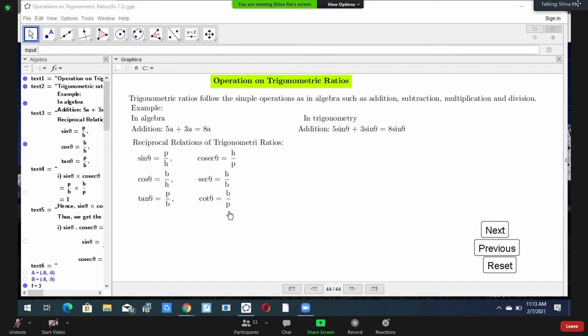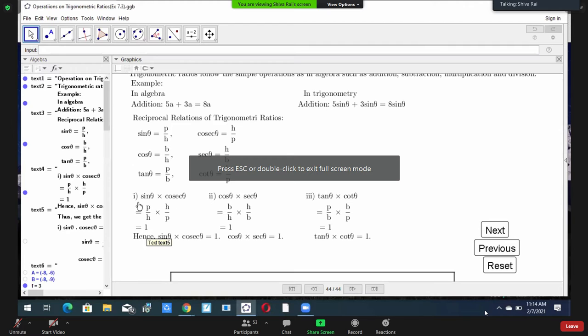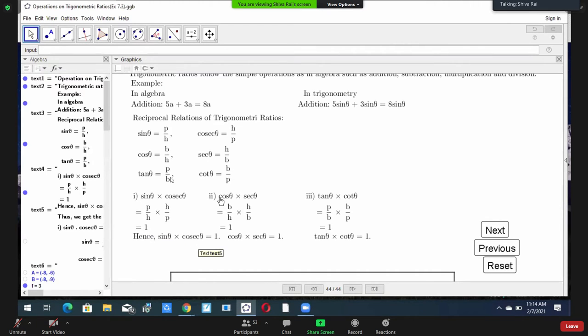So from here also, we can establish the relation. In the middle of this period, I want to say one notice for you for today's period. So what do you know from here? Sin theta into cosec theta equal to 1. One new relation we are getting here. Cos theta into sec theta also we get 1.